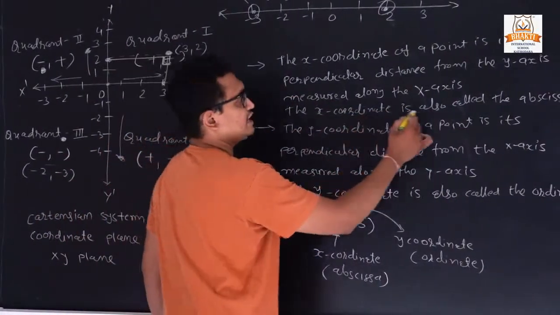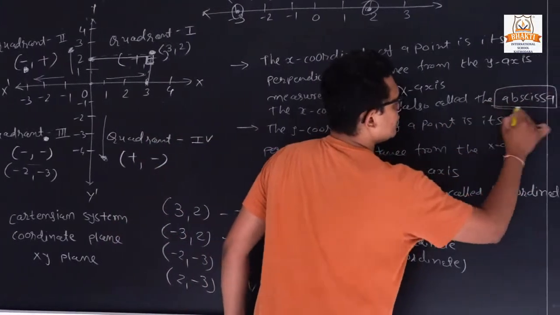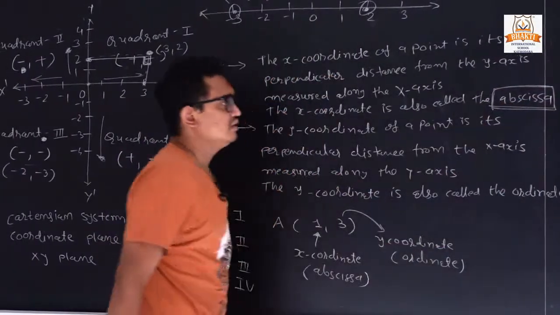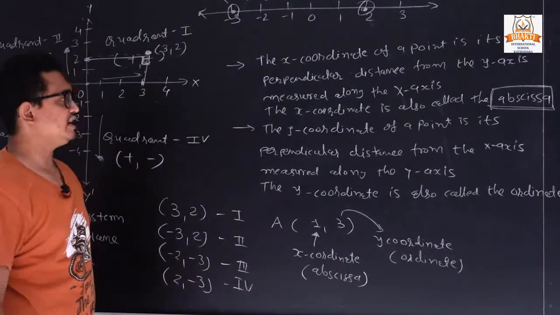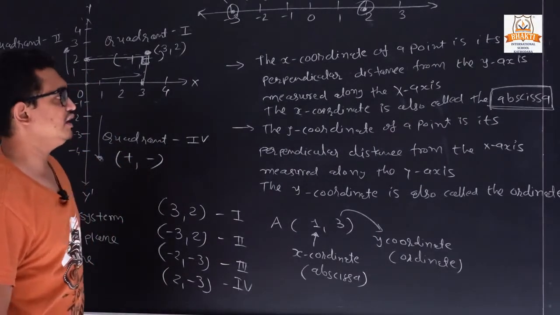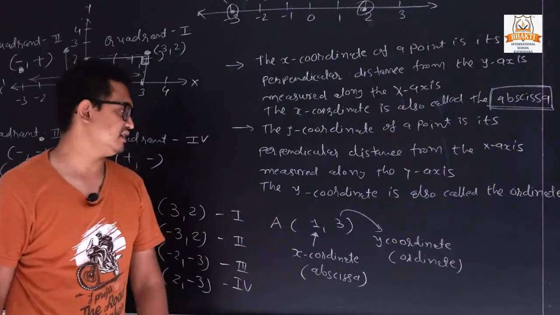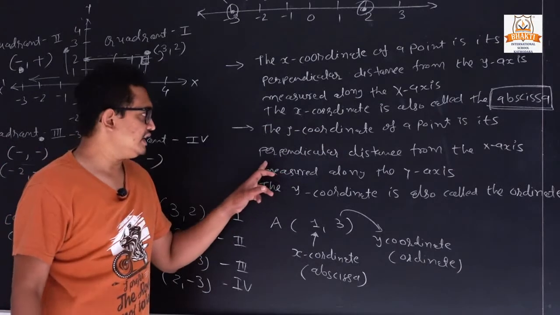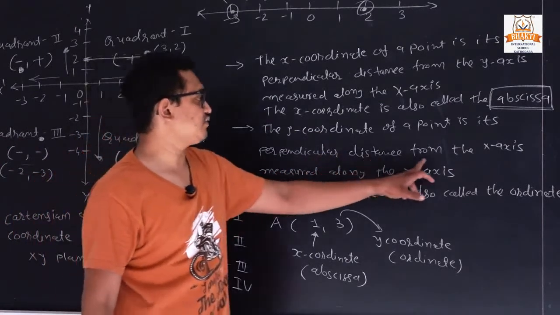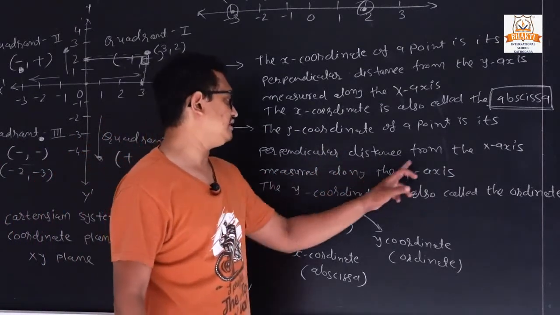Sometimes the x coordinate is also called abscissa. You must remember that term. They ask it in 1 mark questions. What is abscissa? The x coordinate is also called abscissa. Now the y coordinate of a point is its perpendicular distance from the x axis, measured along the y axis.